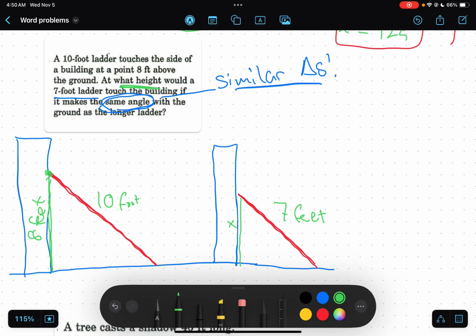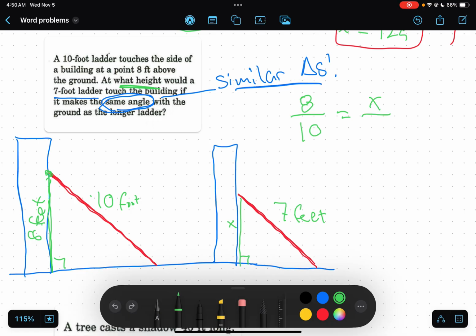So now we can easily see how to turn these triangles into some equivalent ratios. So what ratios could I set up? I could say the ratio of the height of the building to the height of the ladder. So 8 to 10 on that first triangle is the same as x to 7 on the second triangle.